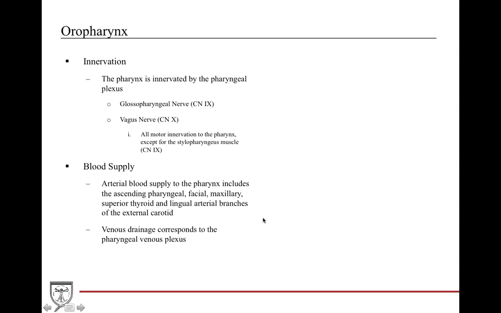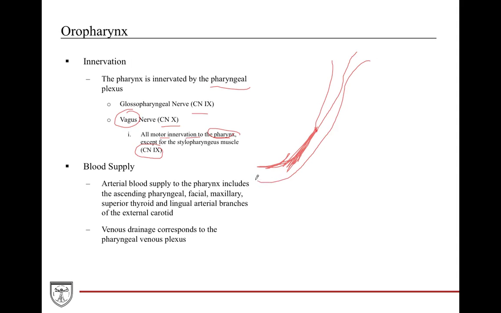And when we talk about the oropharynx innervation, it is innervated by the pharyngeal plexus. This is composed of both 9 and 10. However, all motor innervation to the pharynx is actually provided by just the vagus, except for the stylopharyngeus, which is the glossopharyngeal nerve. Because the glossopharyngeal nerve, this is your styloid process, and then you have your stylopharyngeus muscle. Your glossopharyngeal nerve actually runs around the course of the styloid process, as well as the stylopharyngeus muscle. So it's easy to imagine that it's going to innervate as it passes right along this muscle.